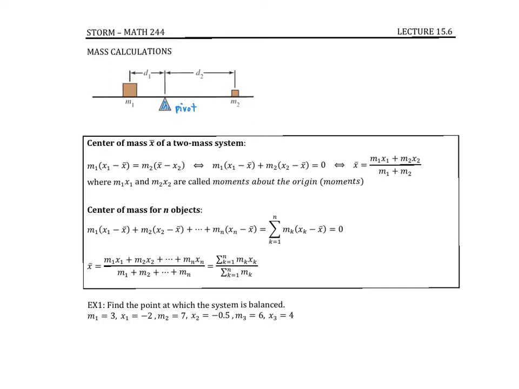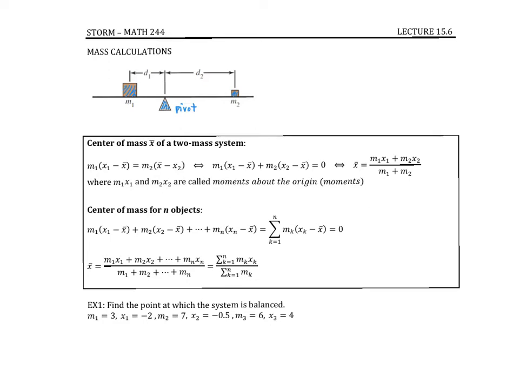Well, in this diagram we have this larger mass to the left that we call m sub 1, and we have this smaller mass to the right called m sub 2. So it makes sense for us to put our pivot closer to the larger mass so that everything's balanced.